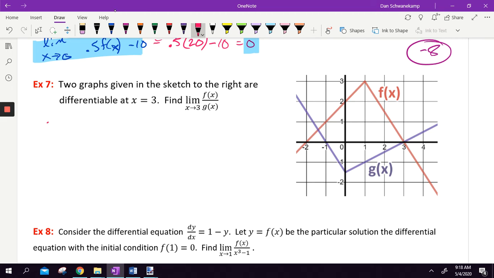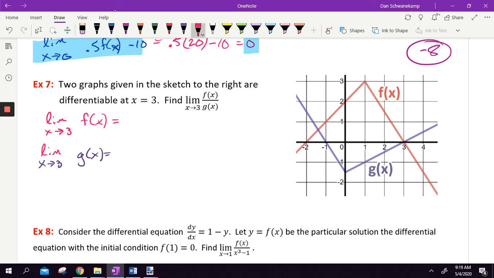The first thing I'm going to do is find the limit as x approaches 3 of f of x and say what that is. And then I'm going to find the limit as x approaches 3 of g of x, in purple so you can see, since the line is purple. So let's do f first.